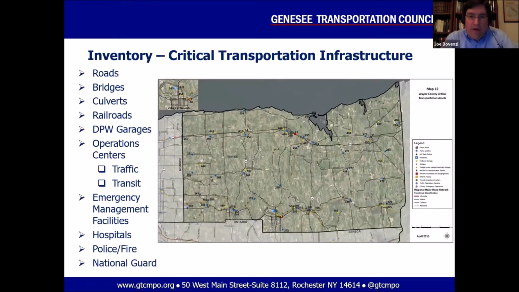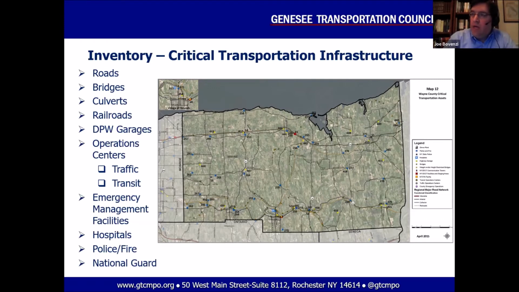To give you an example of how we put together an inventory, this map you see is of Wayne County, New York, which is the northeast county in our region, up against Lake Ontario. We mapped all of the roads, bridges, culverts, and railway lines. We looked at highway garages, and we included police and fire stations. We didn't really have to, but we decided to include those because they are important facilities for supporting both emergency preparation and emergency response.